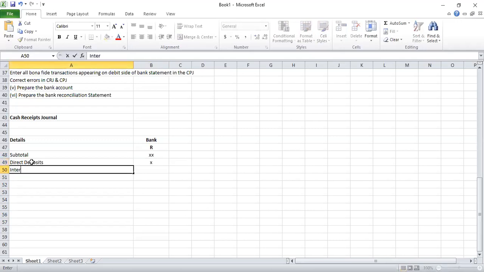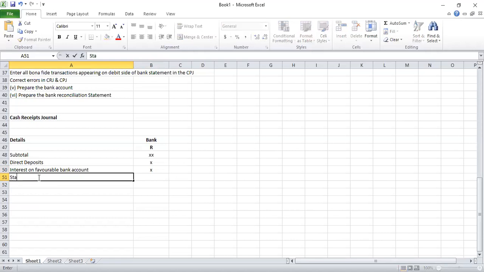Interest on favorable bank account. These transactions, if you can see, mean we are receiving money. When you've got a favorable balance, you receive money. That's why we enter it in the cash receipts journal. Direct deposits mean our clients are depositing money in our account. That's why we enter it in our cash receipts journal.